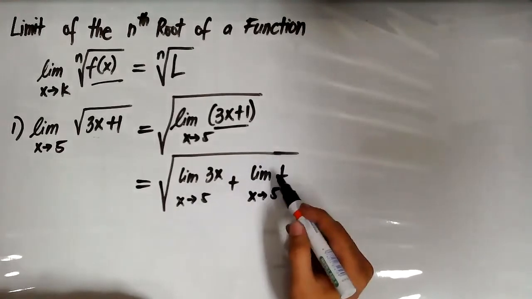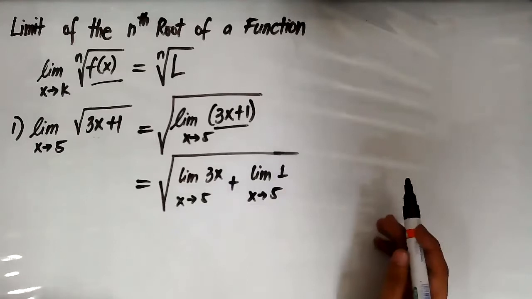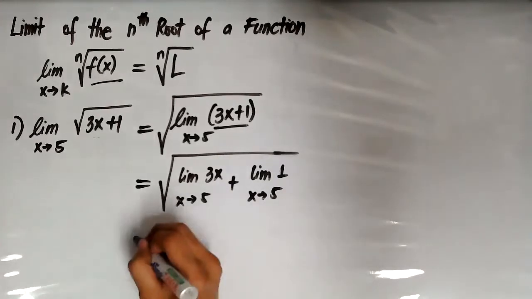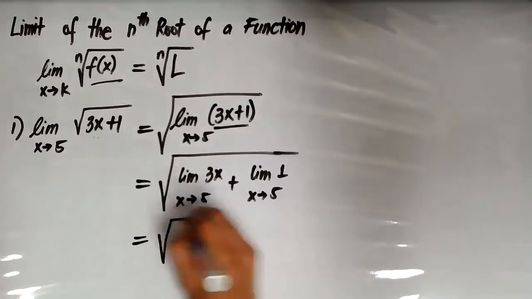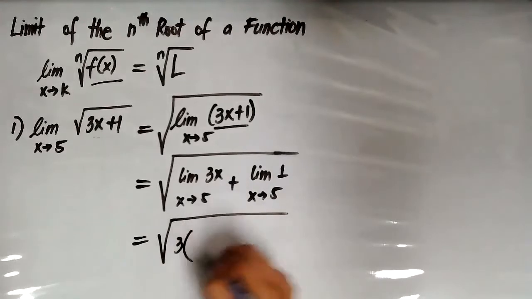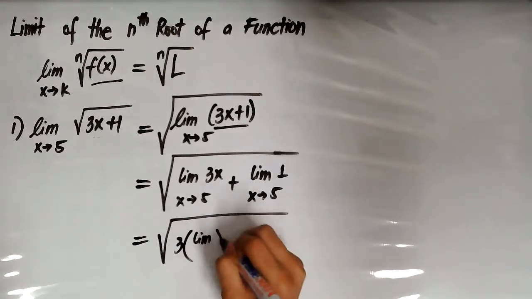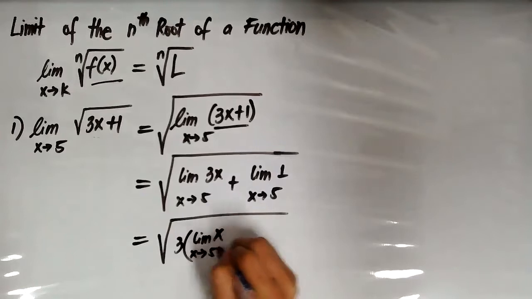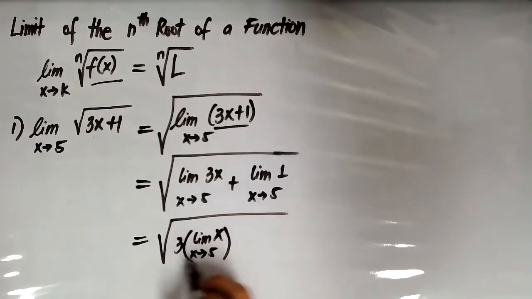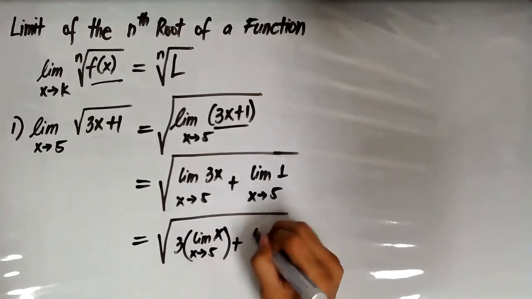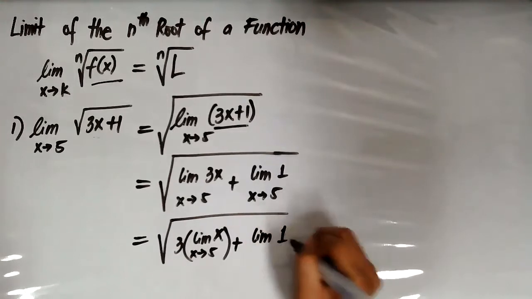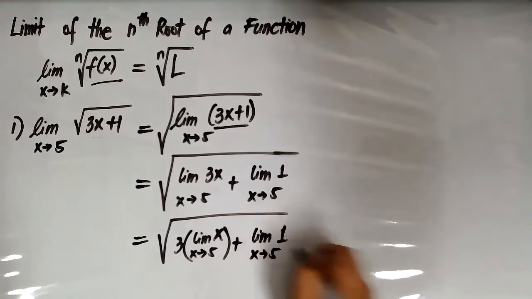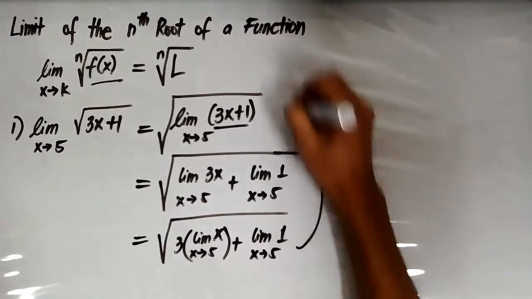And in here, in your second term, we can basically use the constant function or the limit of the constant. So in here, we can have 3 times the limit of x as x approaches 5, the constant multiple, plus the limit of 1 as x approaches 5. All right, so let's move here.